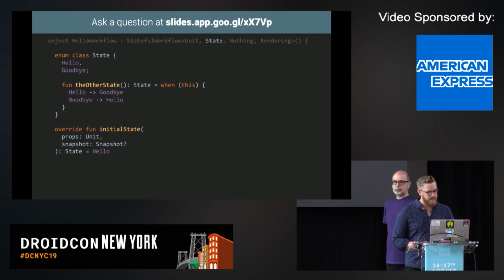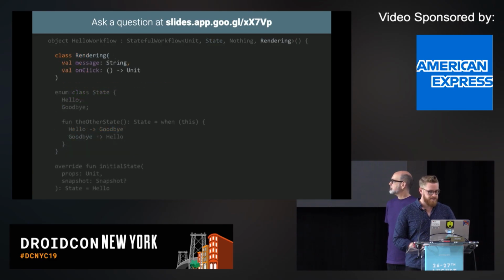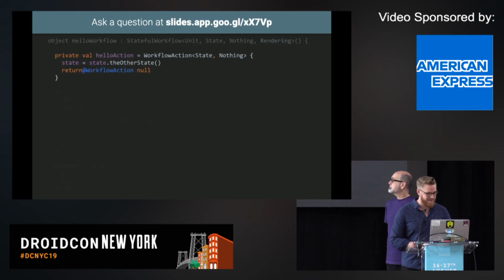We ignore the props, and snapshot is there to support persistence across process death. So we have full support for that, but we won't talk about that today because there's a lot of details there. So the rendering type, also pretty simple. We just have a string message and function to handle on-click events. It's probably pretty familiar if you've seen any of the other talks on architecture this week.